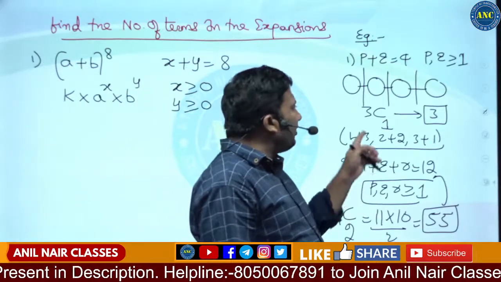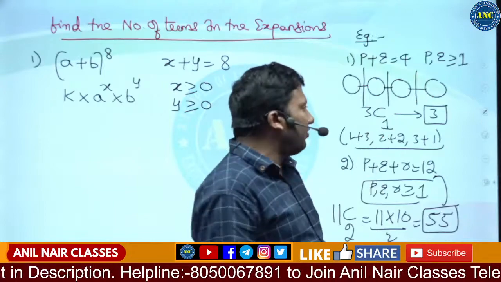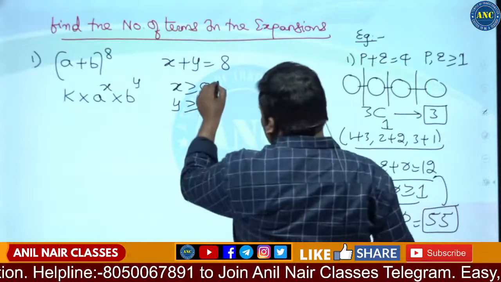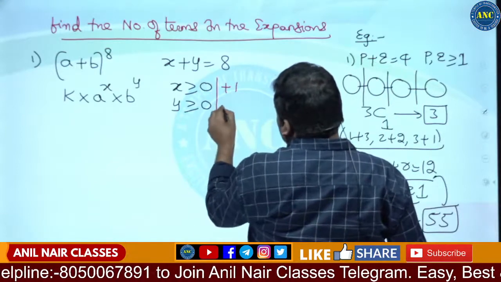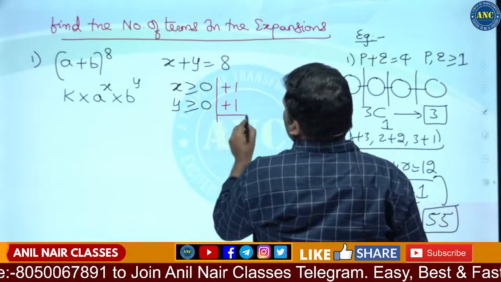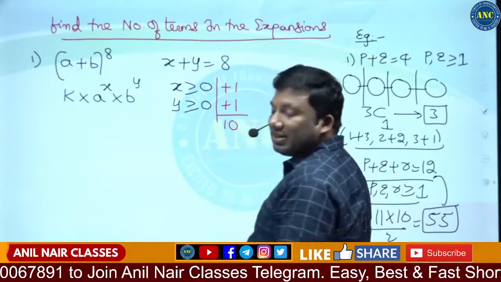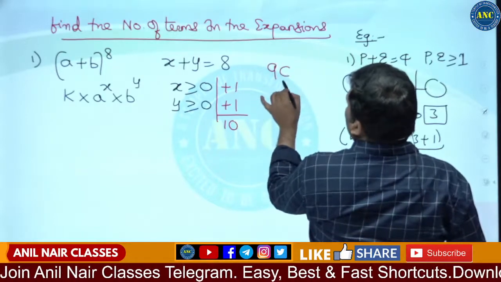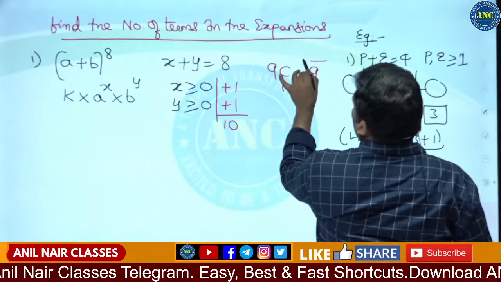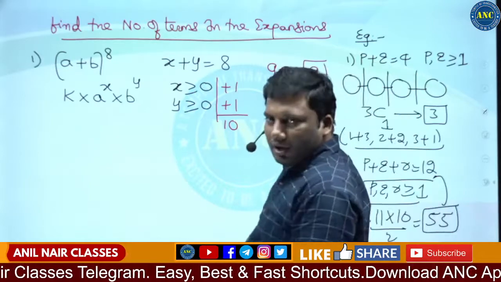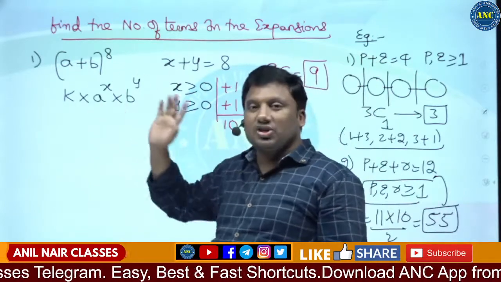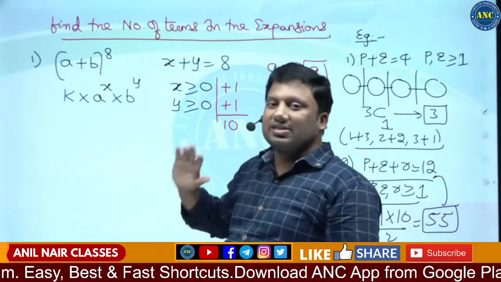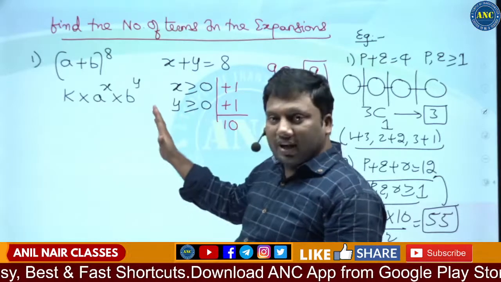Here it is starting from 1. Here also it is starting from 1. But the powers can be 0. So what you do is add 1 to it, add 1 to it. 8 plus 2, 10. If 10 balls are there in a line, how many gaps are there? 9 gaps are there. 2 variables, 1 cut. 9C1. What will be the answer? 9. How many terms are there in this expansion? Total 9 terms. It is a binomial. Slowly I will increase the number of variables. I hope the idea is clear.